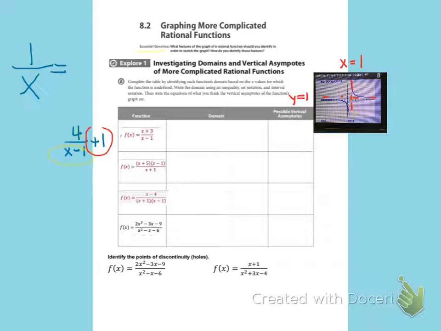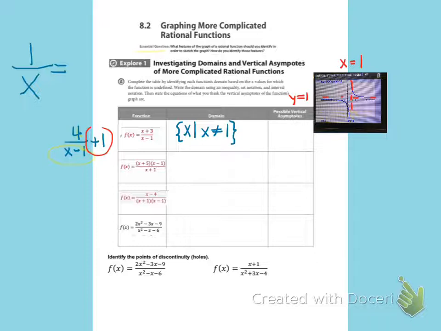If I wanted to define the domain, probably the easiest way is to use set notation, and remember how that's written. We say x, and then this is read such that. In this case, this is a continuous graph for every value except when x is 1. Obviously we know why x cannot equal 1: that is where the denominator is made 0.